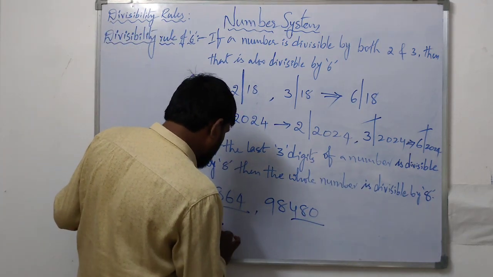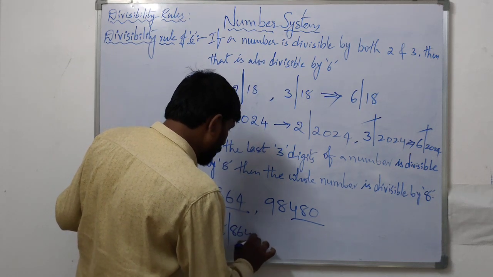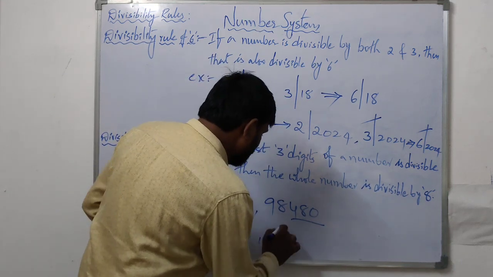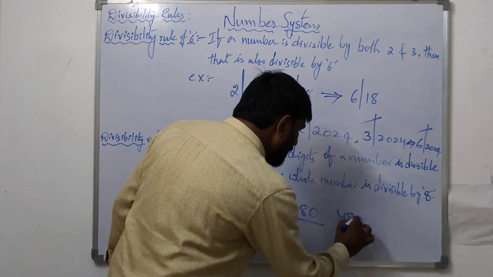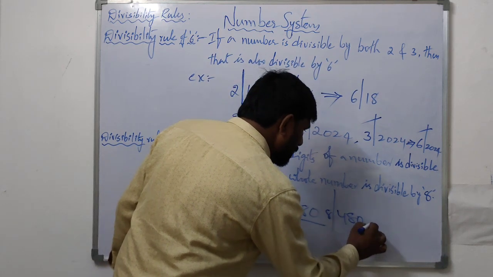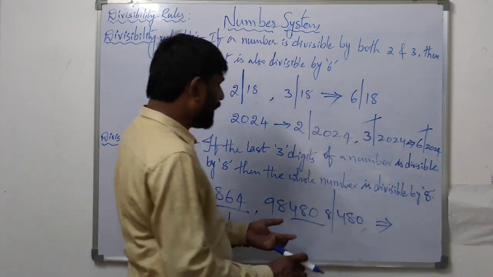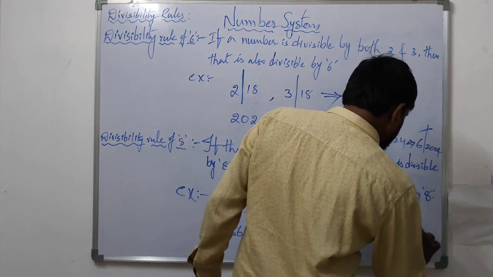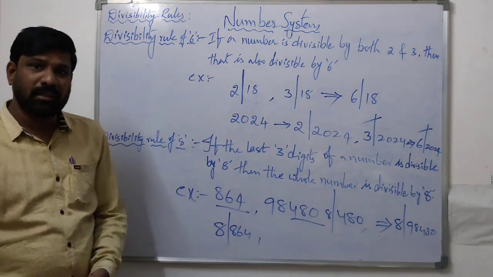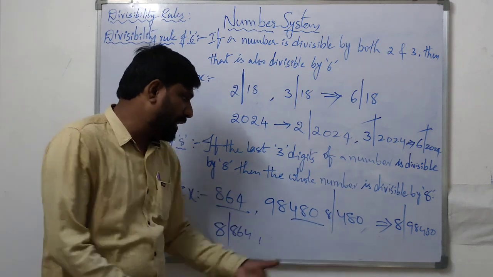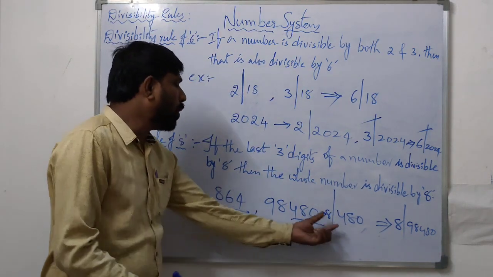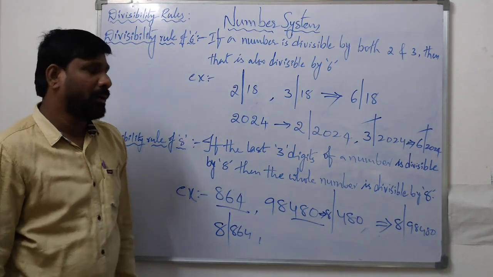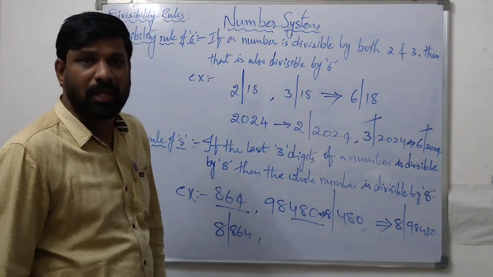Clearly here, 8 divides 480. In this case, as 480 divides with 8, it also divides the whole number. The last 3 digits are divisible, so the whole number will also be divisible by 8. 98480, clear? As the last 3 digits are divisible by 8, the whole number 98480 will also be divisible by 8. Clear? Right. Next, divisibility rules 9 and 10.